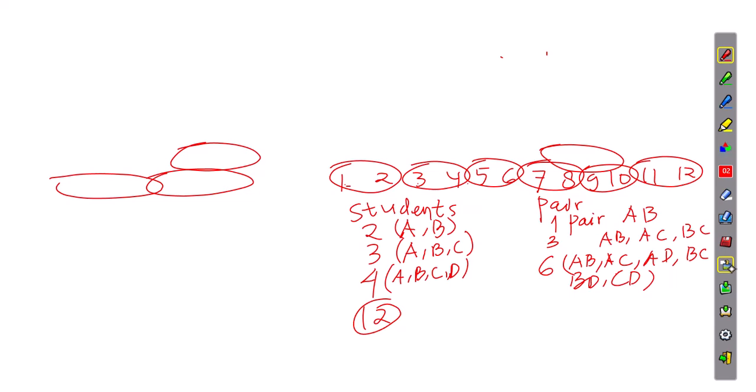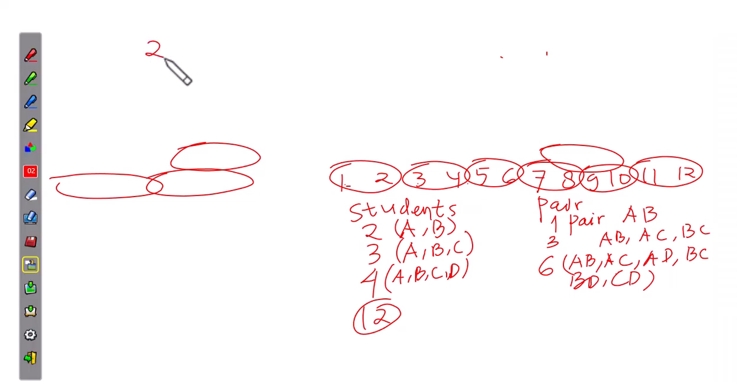Now from the table we have that if there are two students, we have one pair. If there are three students, we have three pairs. If there are four students, there will be six pairs.